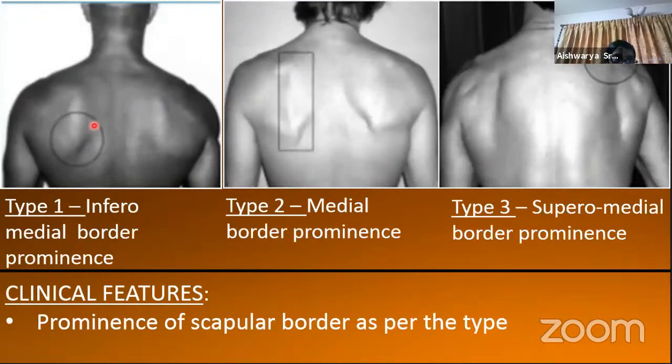As you can see here, this is type 1 where the inferior medial border is prominent. Type 2, the medial border is very prominent. And type 3 is where the superior medial border is prominent.